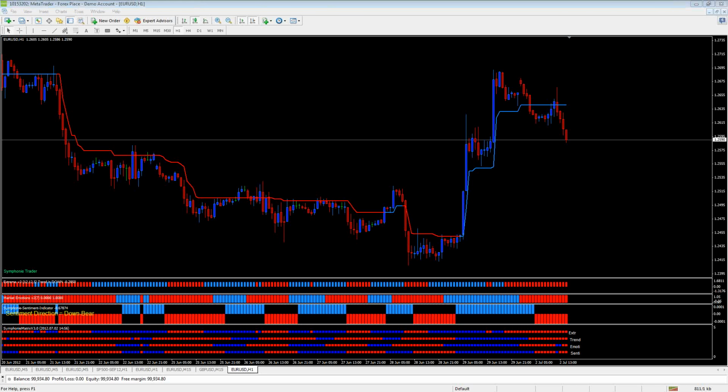So basically the symphony trading strategy again uses 4 indicators: the trend, the emotion, the sentiment, and the extreme. And they should all, according to this trading system or strategy, be in agreement. You place the orders only when all the indicators line up in the same direction, meaning all blue or all red.